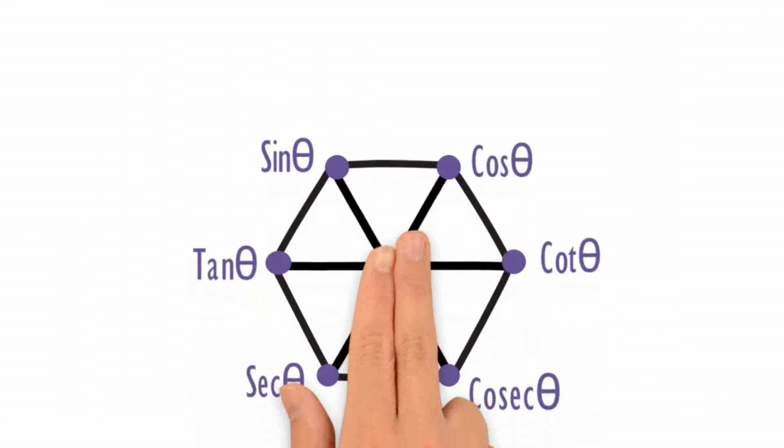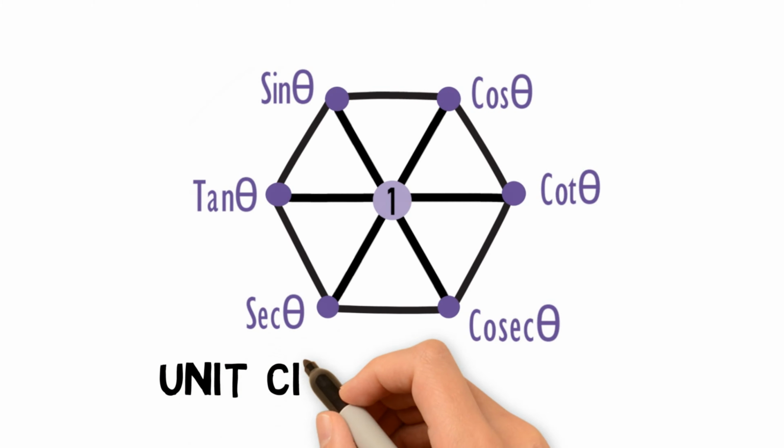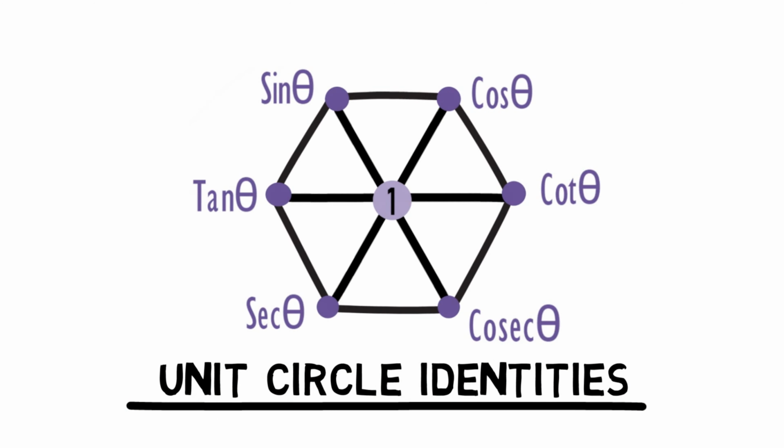cosec theta equals 1 upon sine theta, sec theta equals 1 upon cos theta, cot theta equals 1 upon tan theta. Now let us try to find some of the unit circle identities.